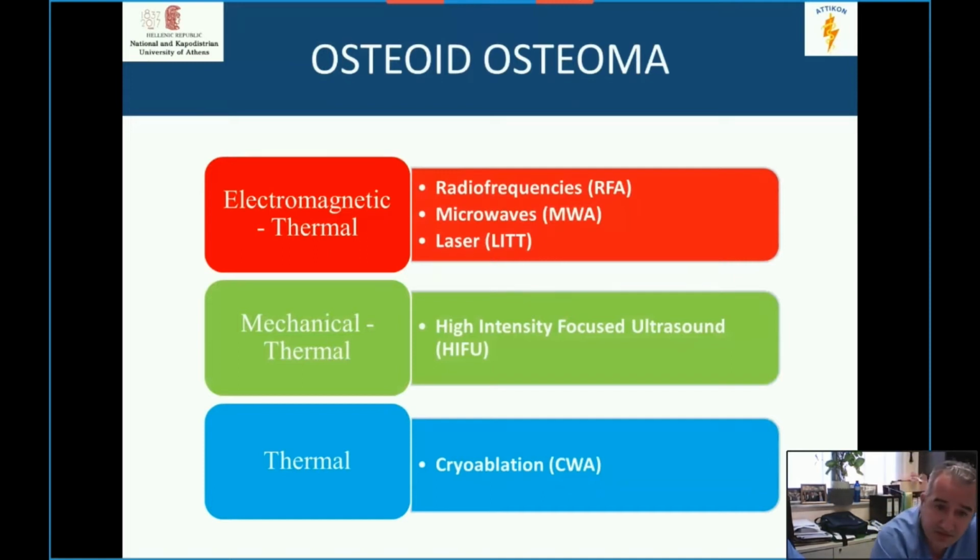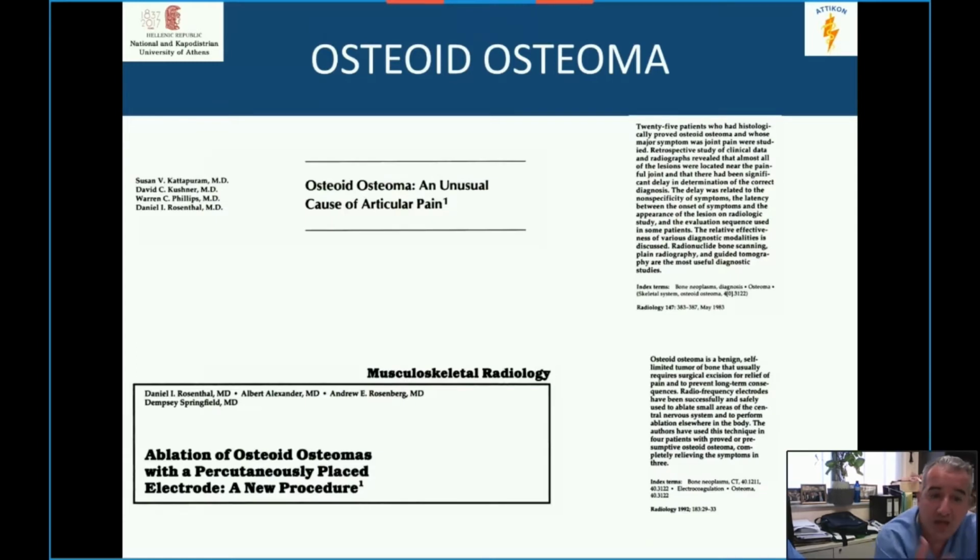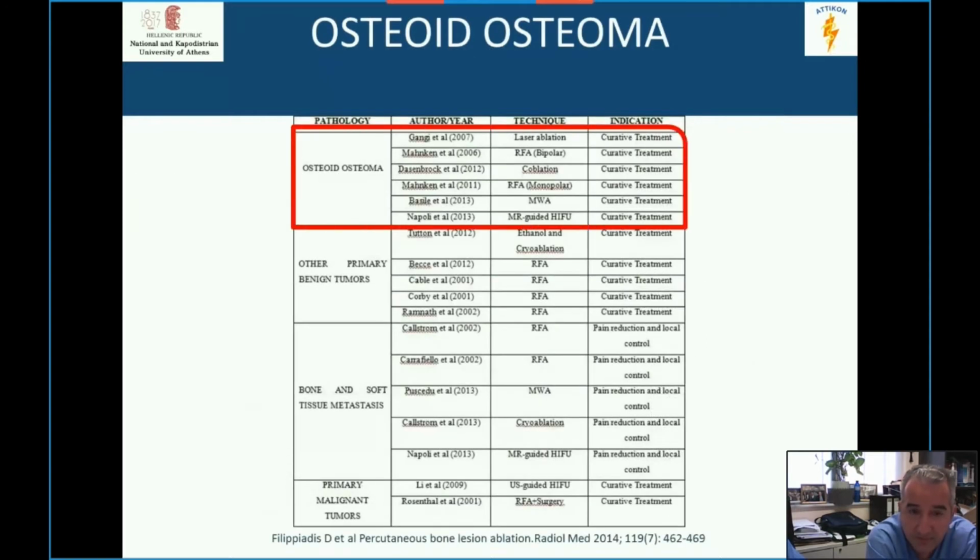Nowadays in the market, we have different techniques that can be used for osteoid osteoma ablations. The vast majority of these techniques are minimally invasive. We also have high-intensity focused ultrasound, which is not invasive at all. A lot of things have fallen into place since the first literature reports of osteoid osteoma ablation back in 1982 and 1992 from Rosenthal, who was the first one to describe percutaneous ablation of osteoid osteoma with radiofrequency.